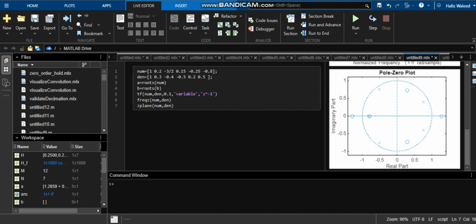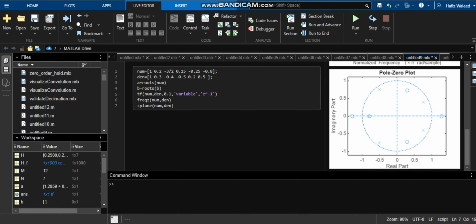In task 9, this MATLAB code defines a discrete time transfer function in the z domain. The numerator of the transfer function is represented by num, indicating a fifth order polynomial with coefficients 1, 0.2, minus 3 by 2, 0.15, minus 0.25, and minus 0.8. The denominator represents another fifth order polynomial with coefficients 1, 0.3, minus 0.4, minus 0.5, 0.2, and 0.5.